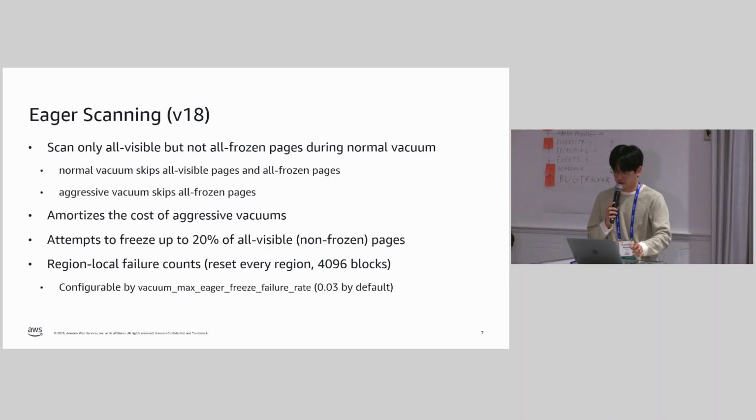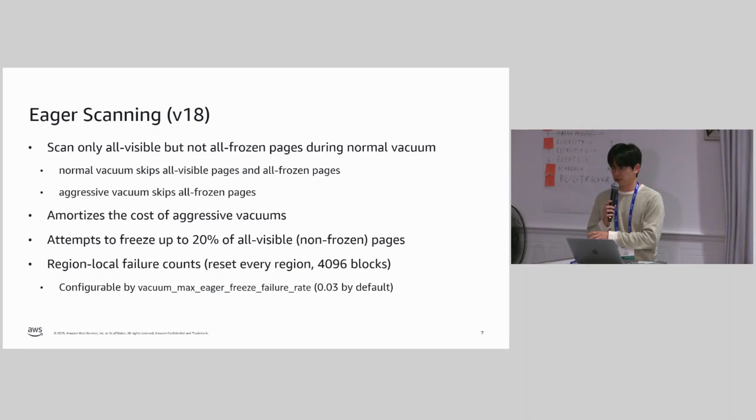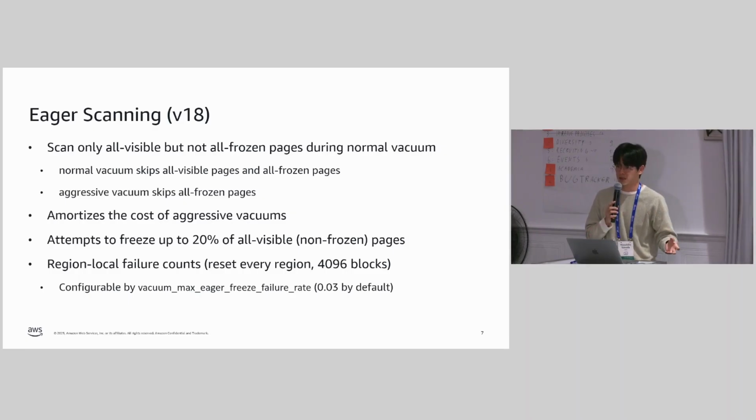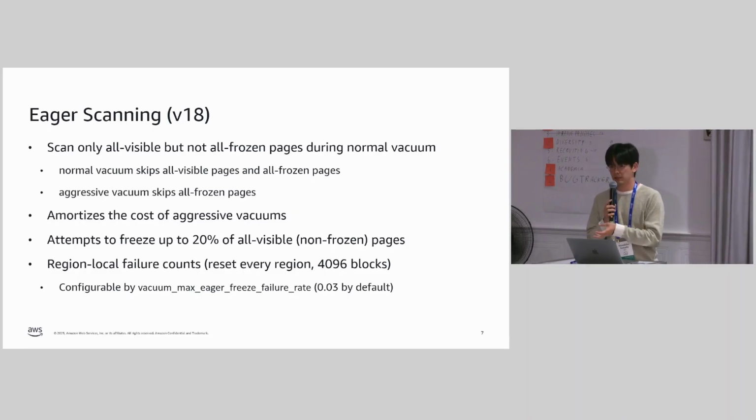This utilizes the heuristic that different transaction ID generations tend to be located in different table locations. That's why we reset and try eager scanning again, even if we failed many times in a specific area, I mean a region, of the table.